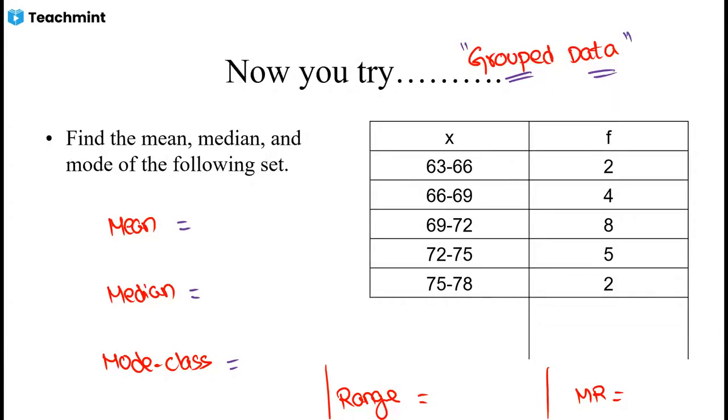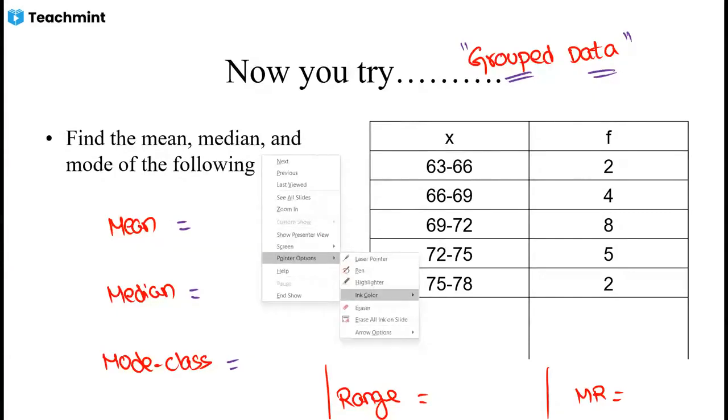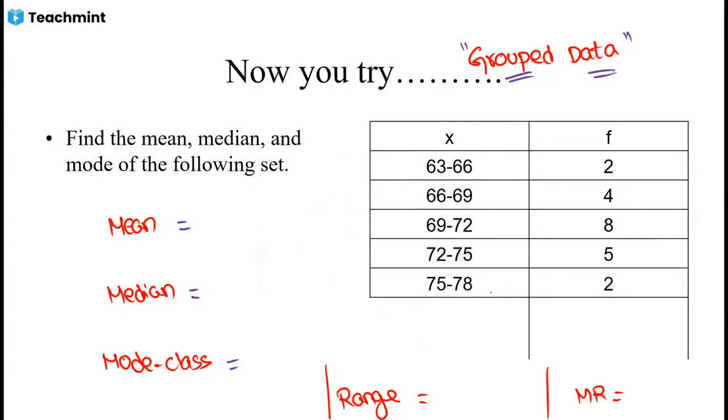Yeah, all have given the answer for range, mid-range, and mode class. That's easy. The main stuff is regarding mean and median. Good to see that people responded to the basic questions fine. Mode class is the class having the highest frequency. The highest frequency here is 8, so the mode class is 69 to 72. Range is nothing but 78 minus 63, which is 15.